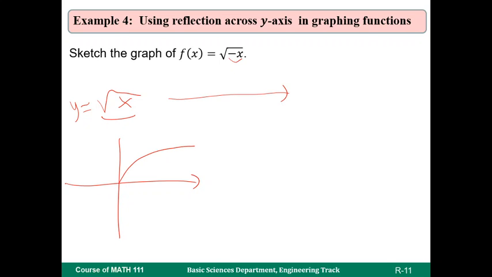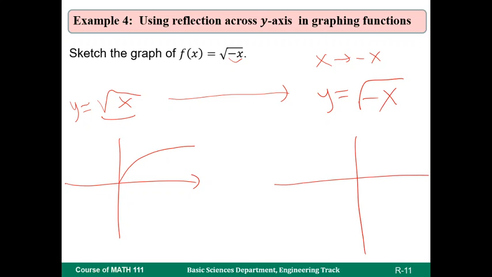Now x is changed to negative x, so y is equal to square root of negative x. According to our rule, the graph of this one will be the reflection of the graph of y equal to square root of x. So we get something like that. Its reflection will be on the other side of the y-axis. You take the reflection of this graph to this side, and now this is the graph of y equal to square root of negative x.